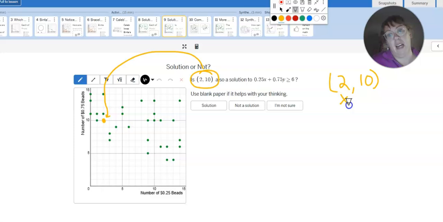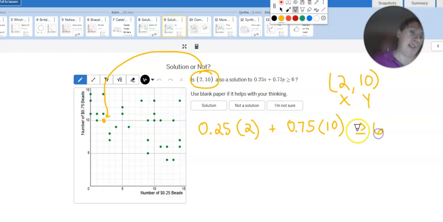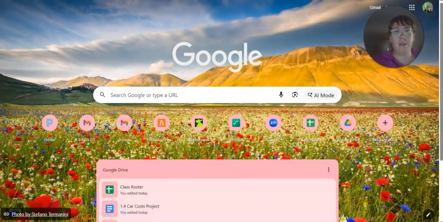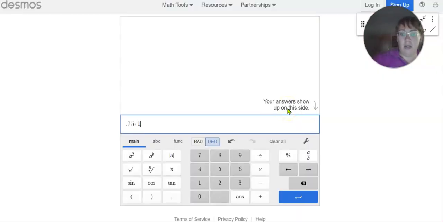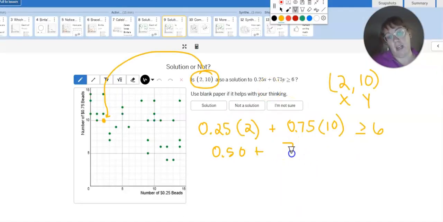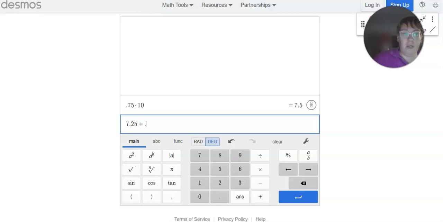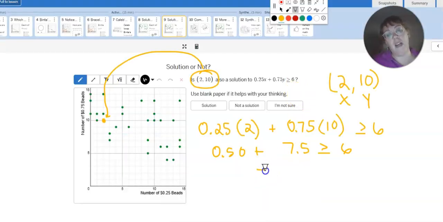So in 2 comma 10, our x is 2 and our y is 10. So we have 0.25x, so 0.25 times 2 plus 0.75 times 10 greater than or equal to 6. 0.25 times 2 is 0.50 plus 0.75 times 10 is 7.5. When you add 7.5 to 0.5, you get 7.75.